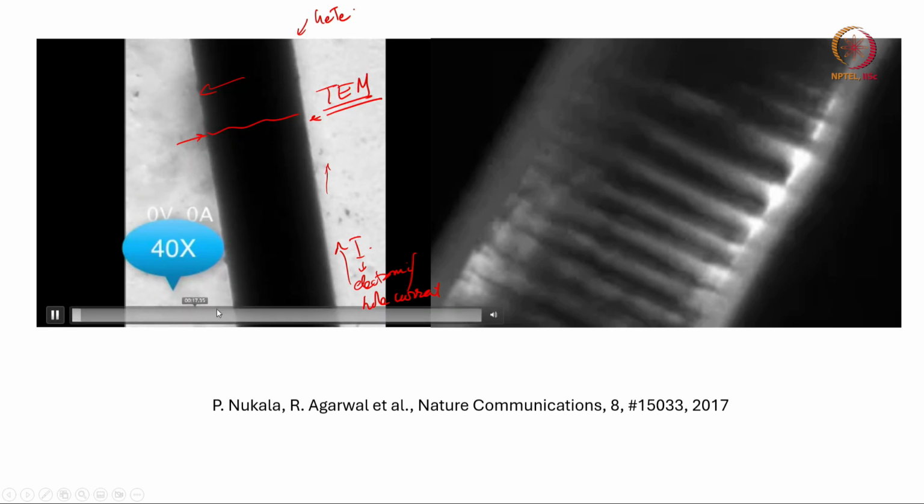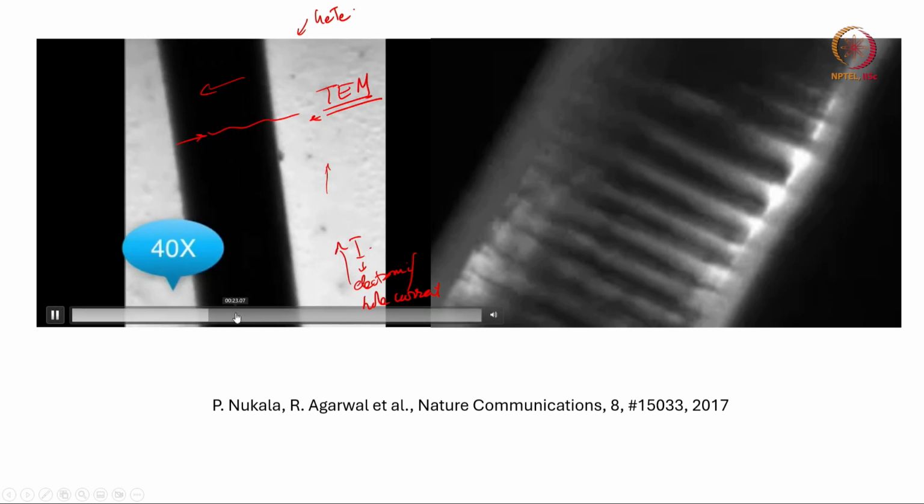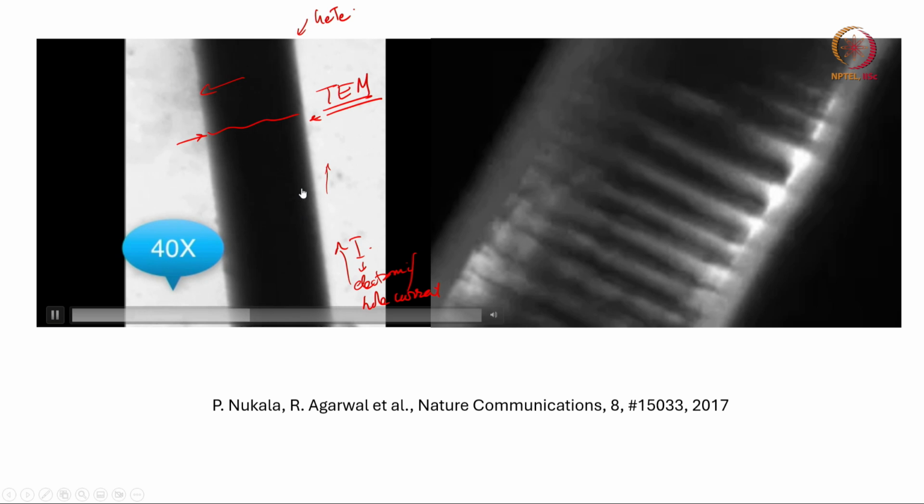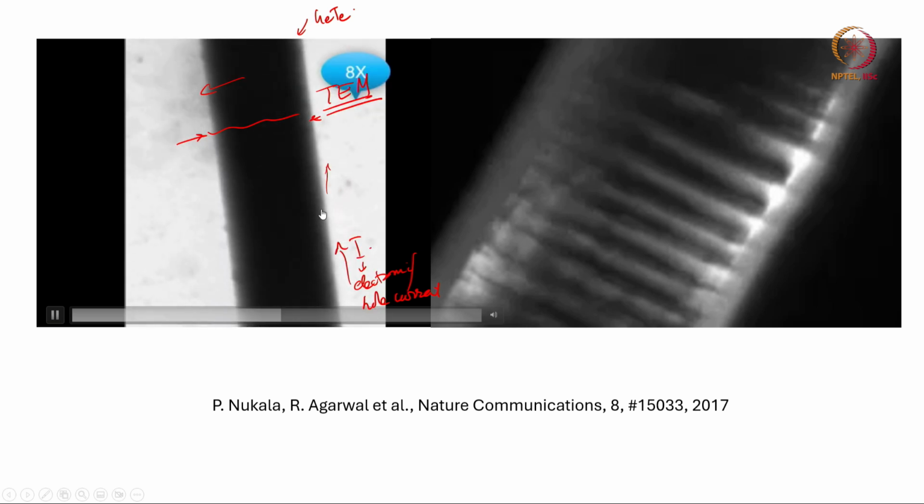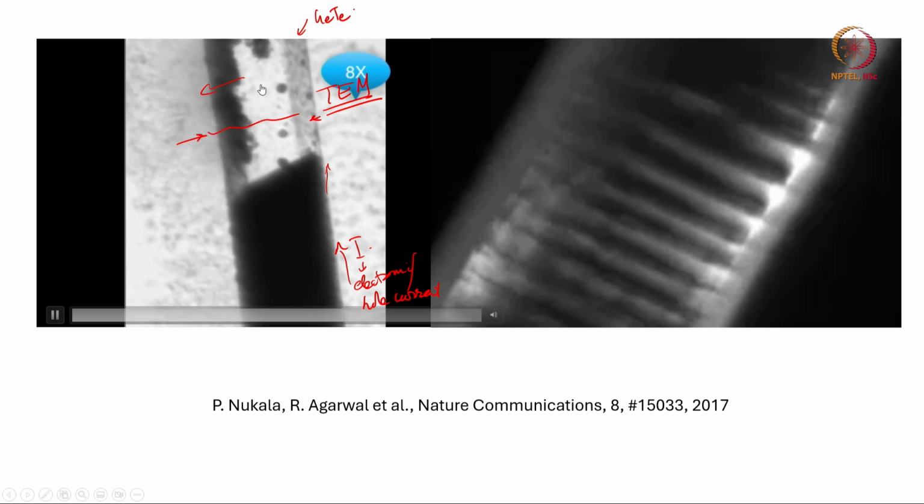So let us watch it again, probably from this portion onwards. You can see that there is some flow of material from the sides, at least there you can see something quite clearly. There it starts to flow and eventually it just melts.